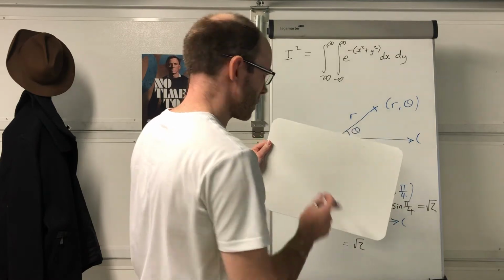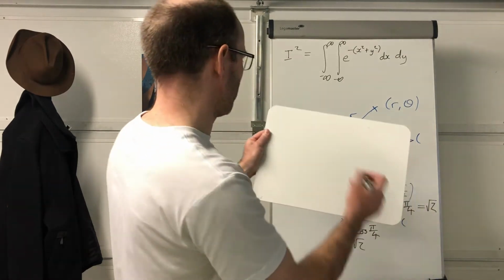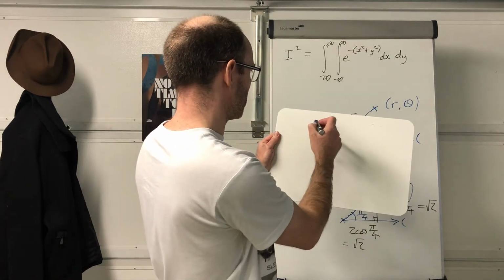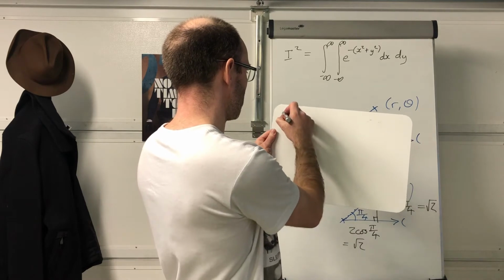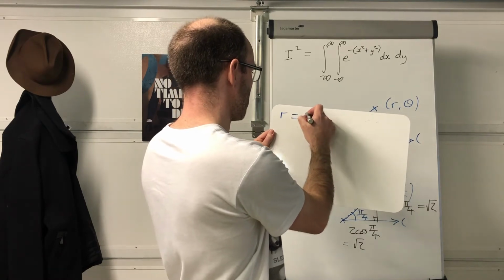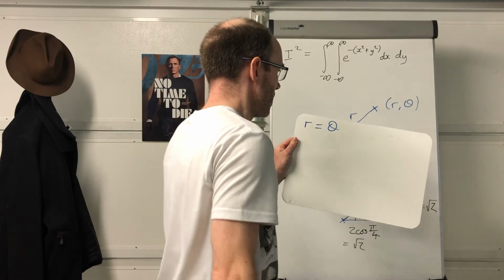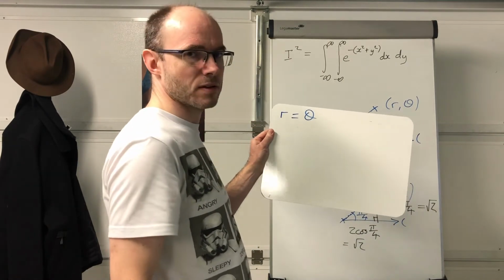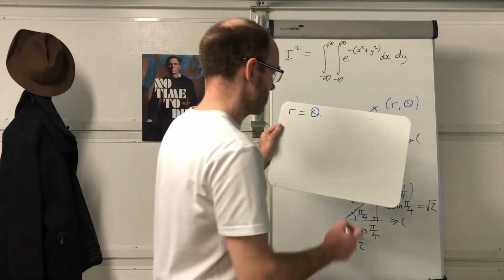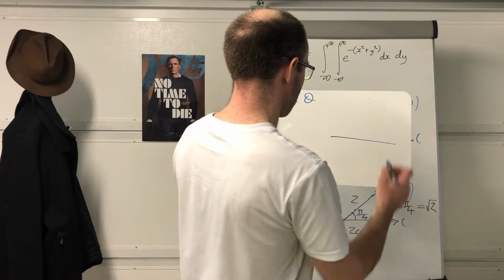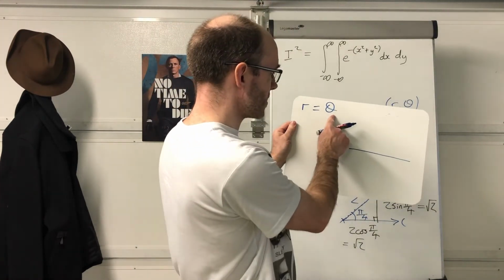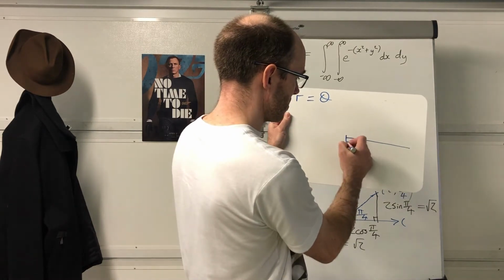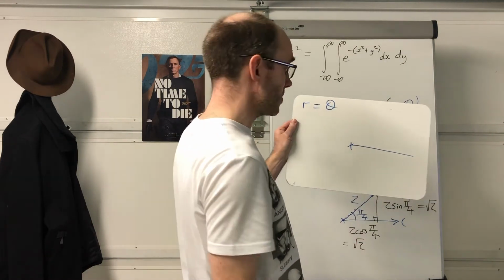Oh no, stuck now. Let's just go for that. r equals theta. Okay. You can actually draw it out and see what it is. Well, when theta equals 0, r equals 0. So angle 0, radius 0.